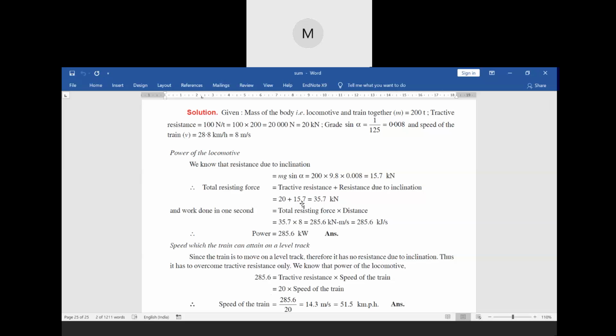Listen, let me explain. F equals ma, force equals mass into acceleration, right? Now this 200 is in tons. 1 ton equals how much kg? 1000. So 1 ton is almost 1000 kg, right?